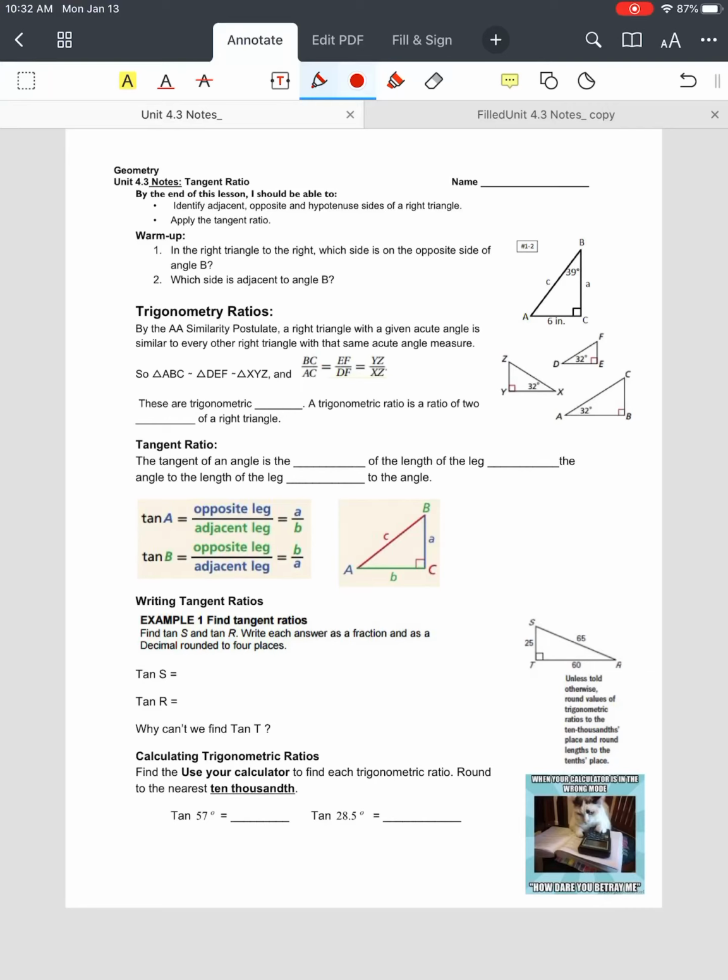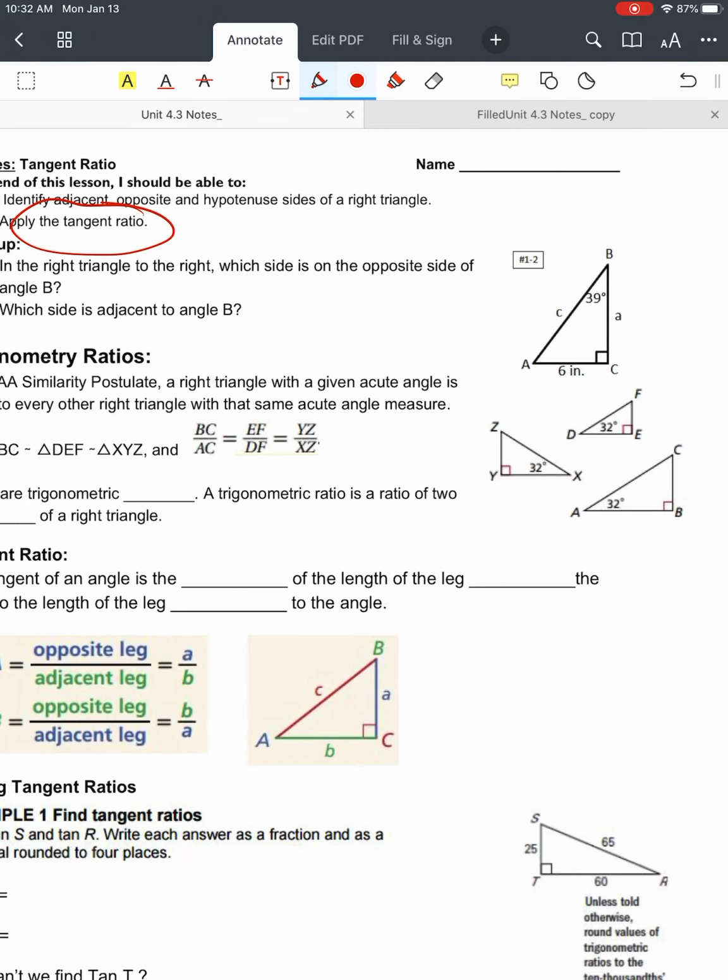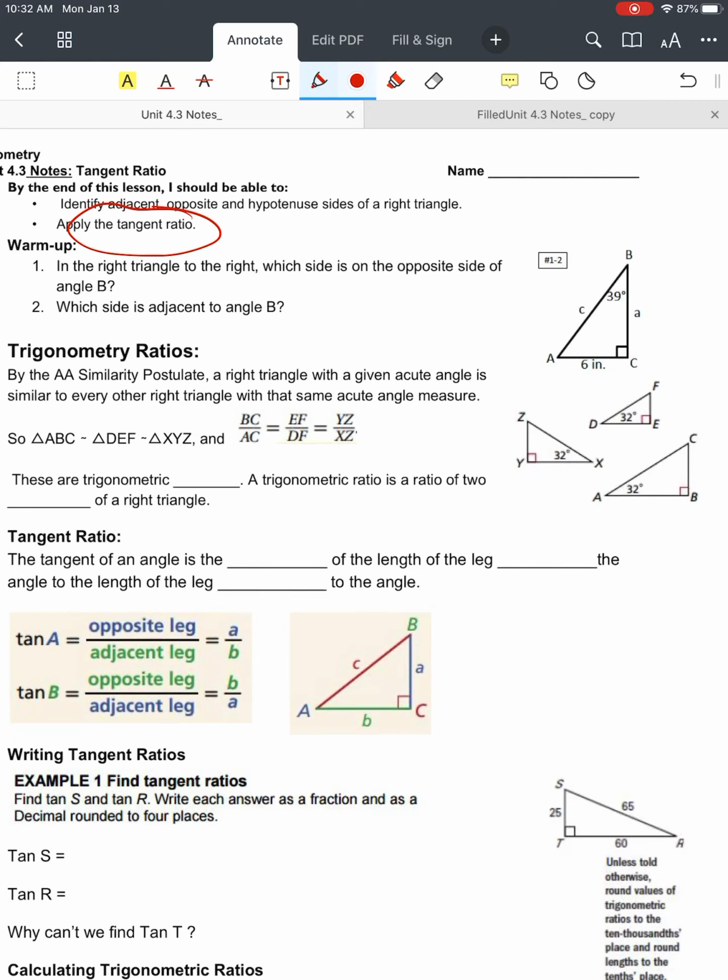Welcome to today's video. Today's learning target is all about the tangent ratio. So let's start off with a warm-up, taking a look at our first example here. So we have a right triangle with an angle of 39. They want us to find the opposite side of angle B.